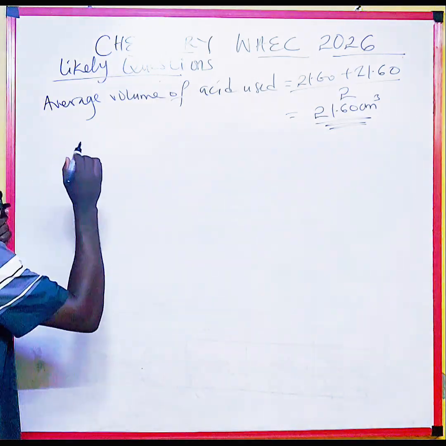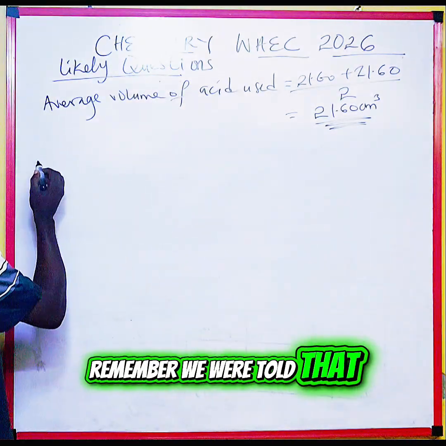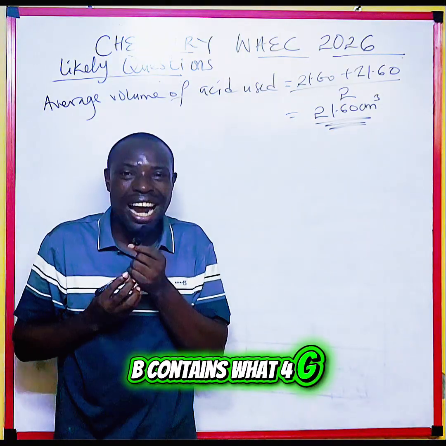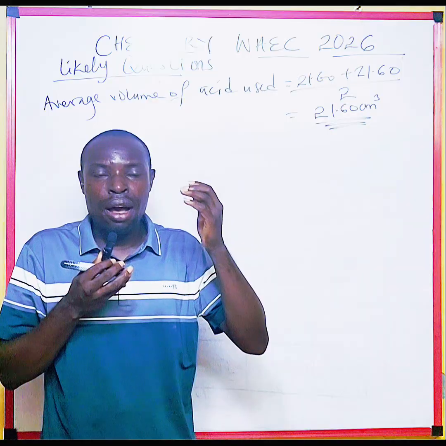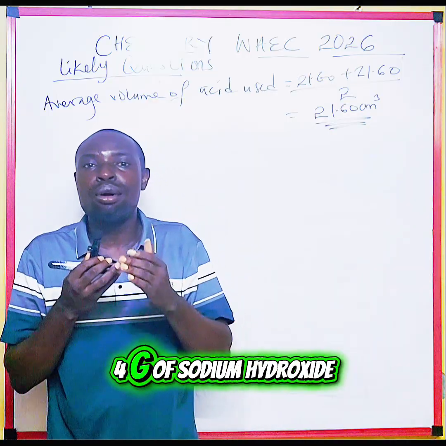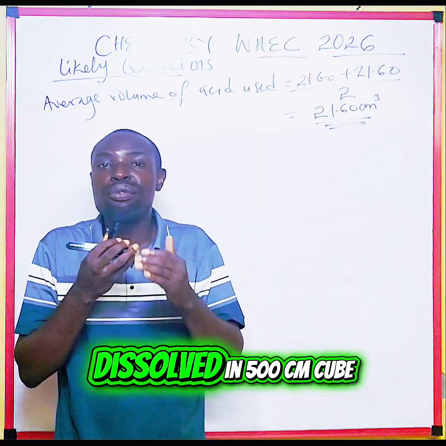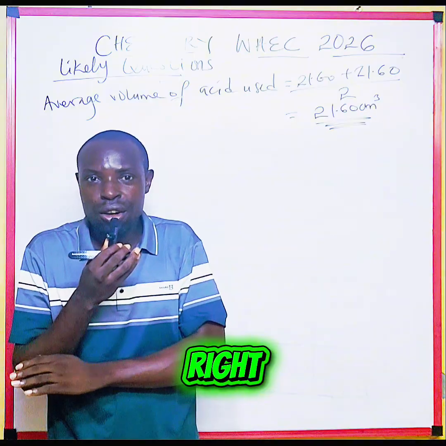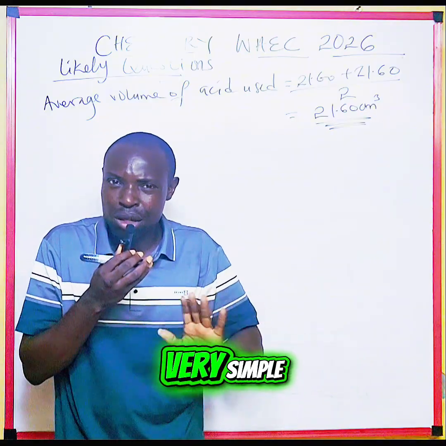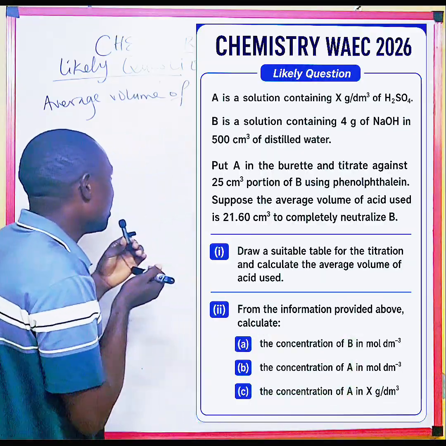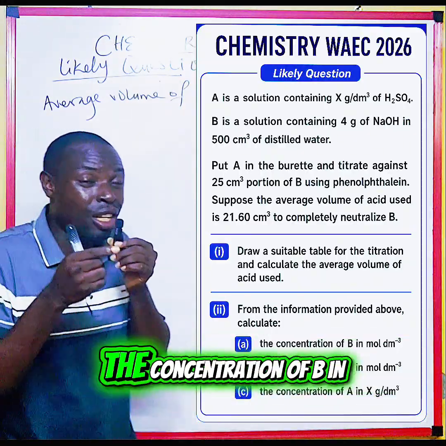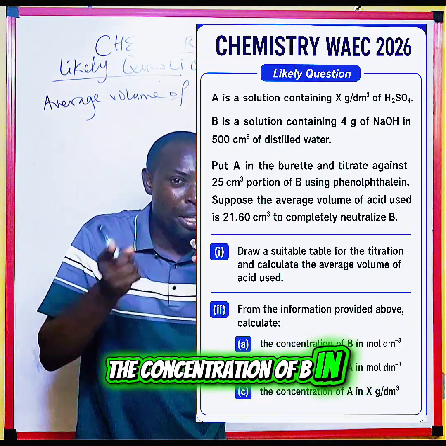Now, remember we were told that B contains what? 4 grams of... B is a solution containing 4 grams of sodium hydroxide dissolved in 500 cm cube of distilled water. So it's actually very, very simple, but the question is shown to you on your screen. Now they told us to calculate the concentration of B in mole per dm cube.